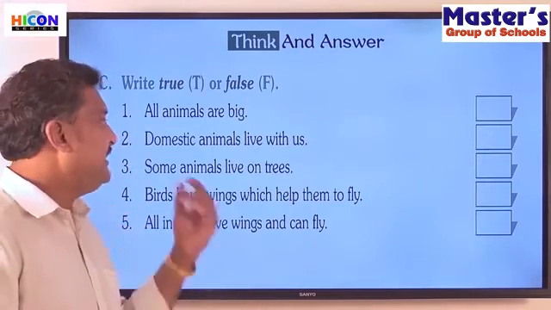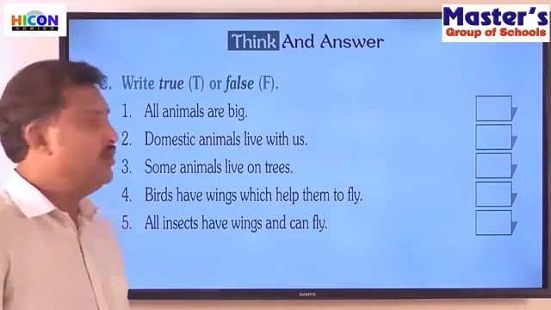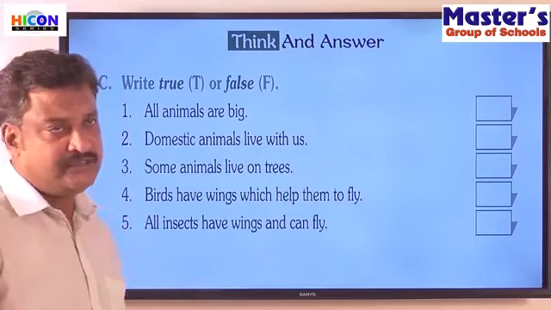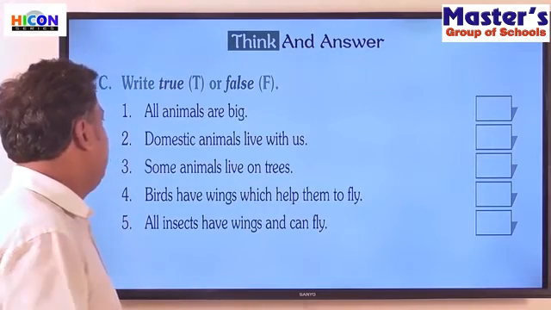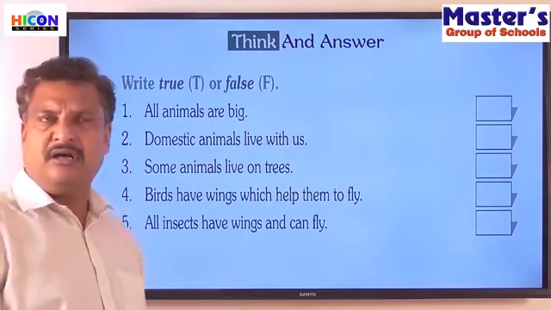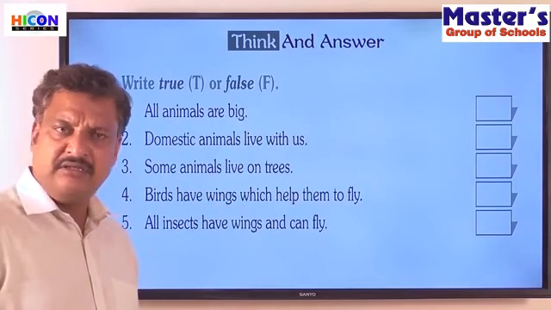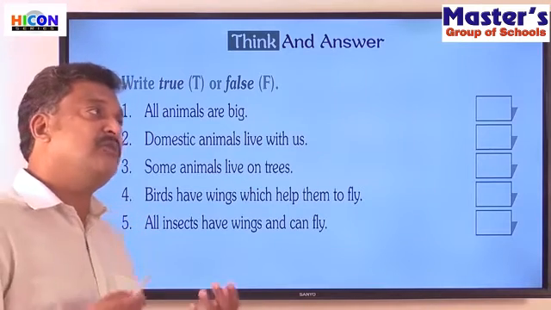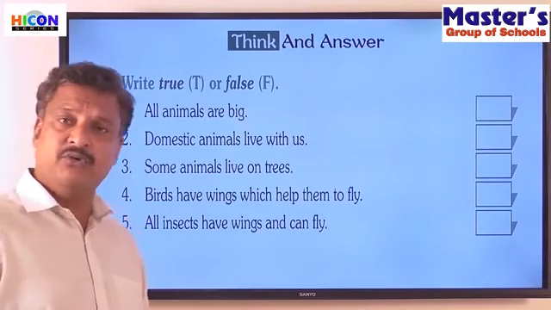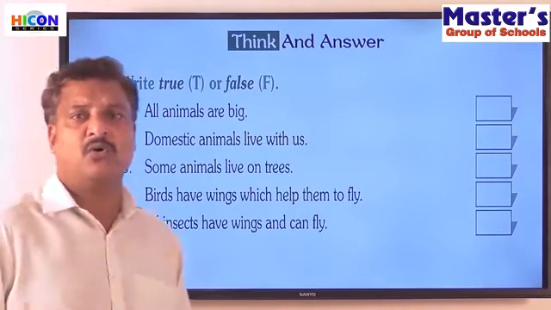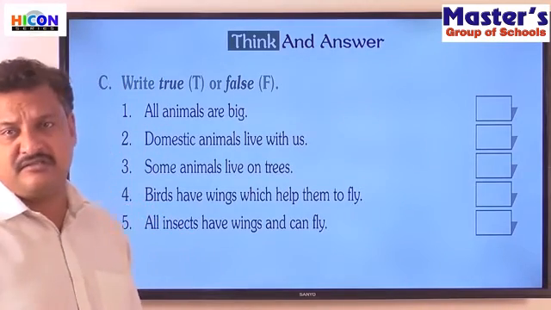Okay? If it agrees, then it is true. If it doesn't agree, then it is a false statement. Right? So, the first sentence, all animals are big. Are all animals big? There are animals of different size, isn't it? Yeah, there are animals like elephant, which is very huge. Some animals like buffalo, ox, cow, horse are big animals.